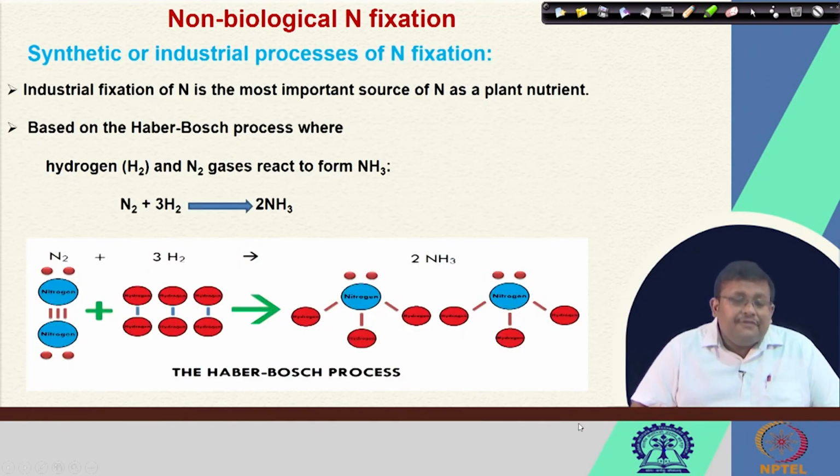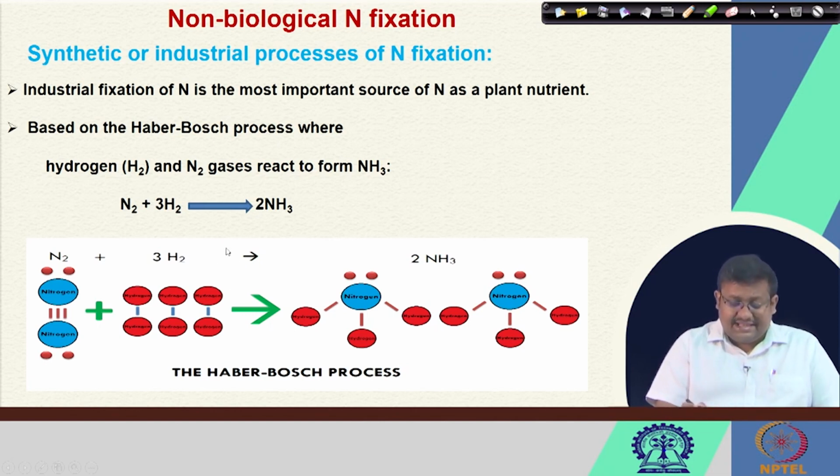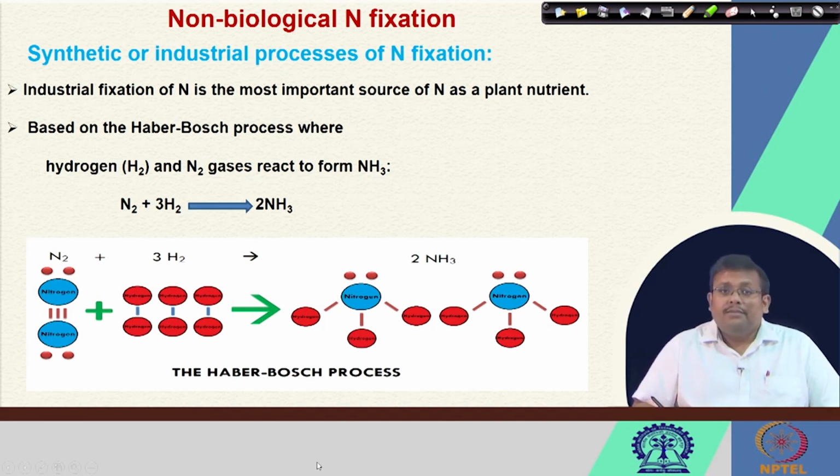Now, let us see the synthetic or industrial process of nitrogen fixation. Industrial fixation of nitrogen is the most important source of nitrogen as a plant nutrient, and it is based on the Haber-Bosch synthesis process. In this process, hydrogen and nitrogen gas are combined through a reaction to form ammonia. So, here you can see nitrogen gas reacts with 3 molecules of hydrogen gas, and ultimately it produces 2 molecules of ammonia, and this process is known as the Haber-Bosch process.